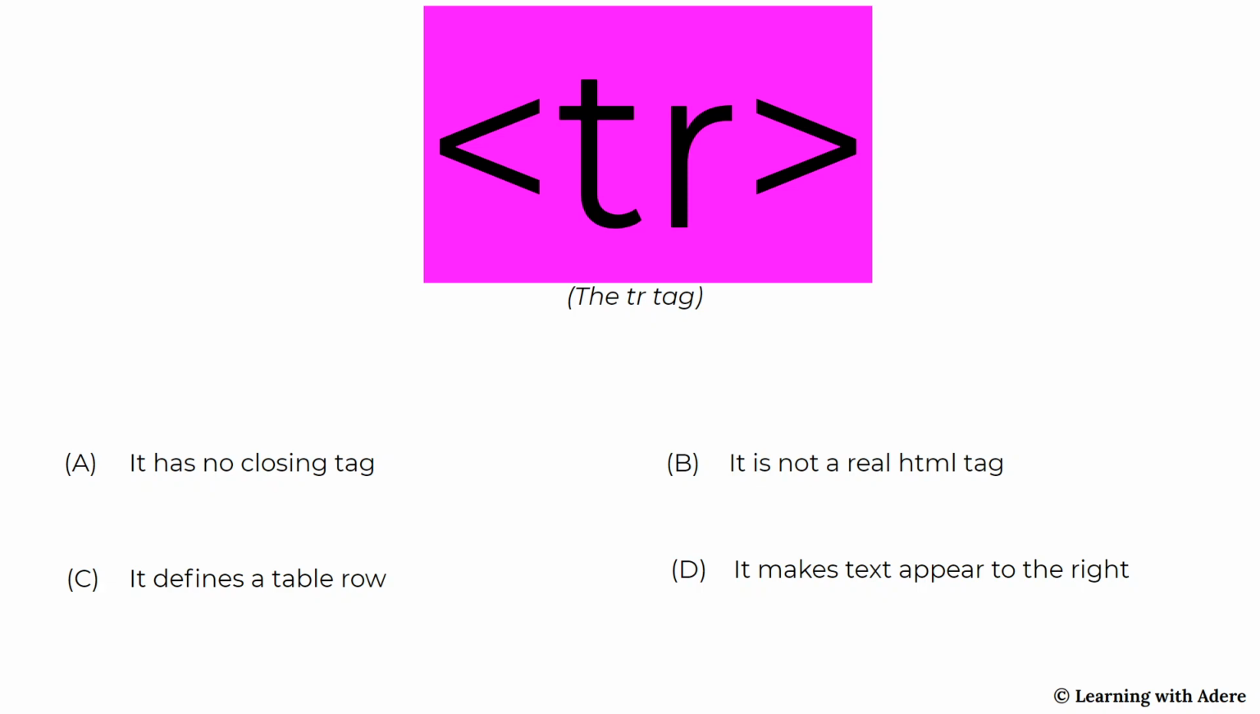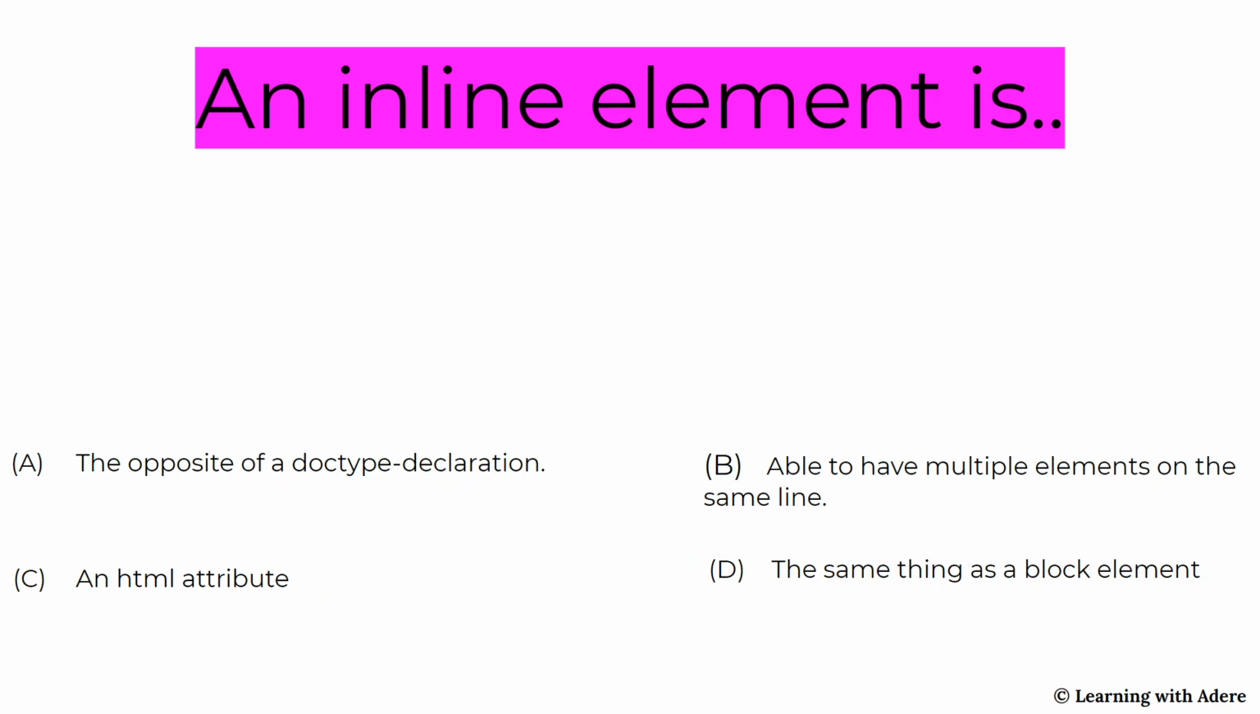Okay, we're revealing the answer. The answer is option C. It defines a table row. So yeah, we're familiar with this from when we were learning how to create tables within HTML. Okay, so now on to the next one.